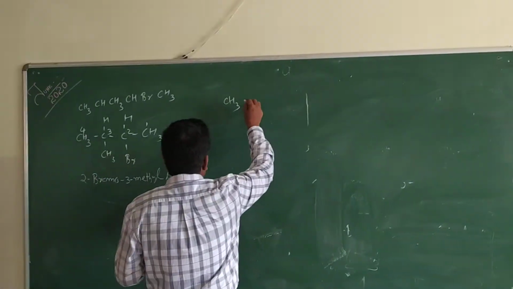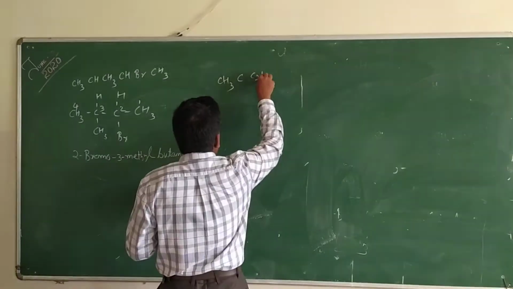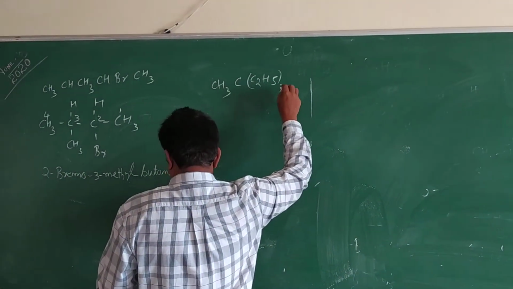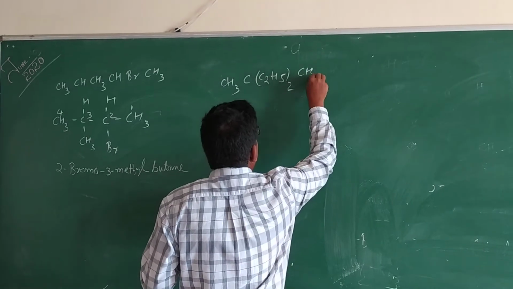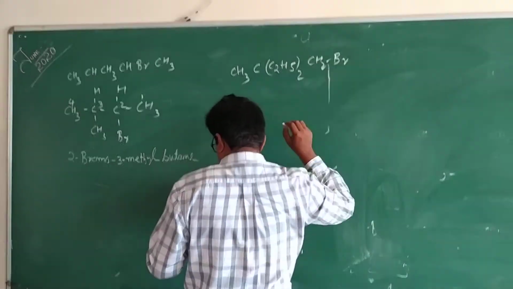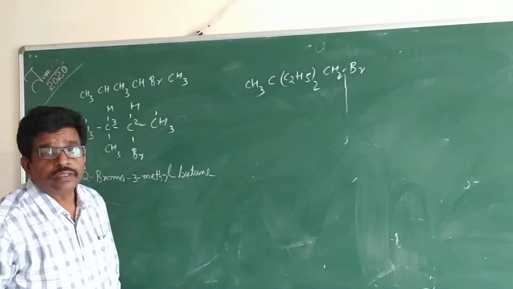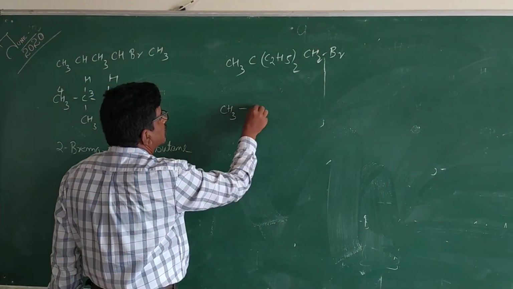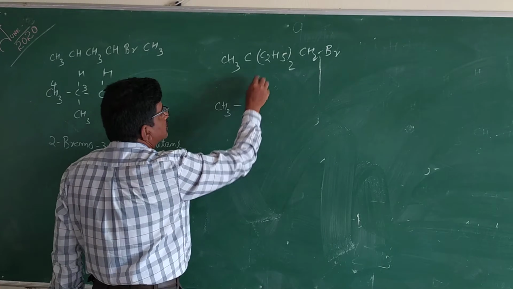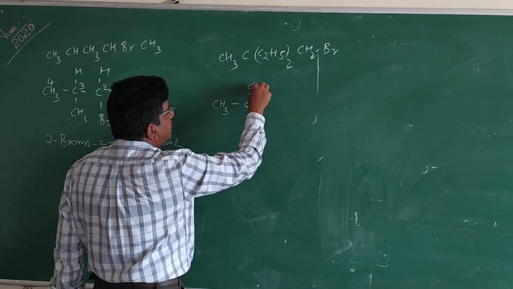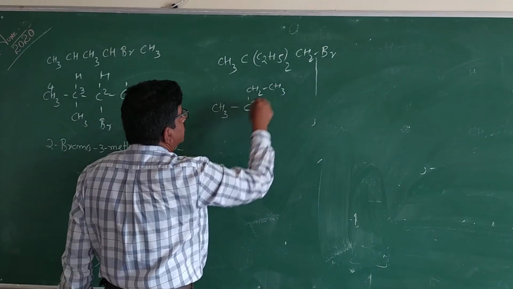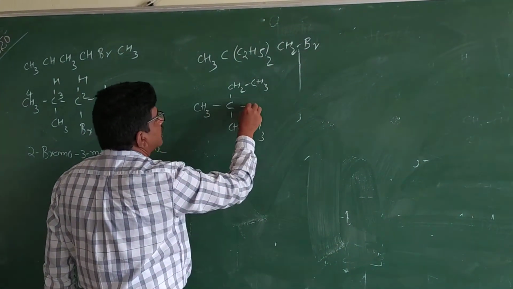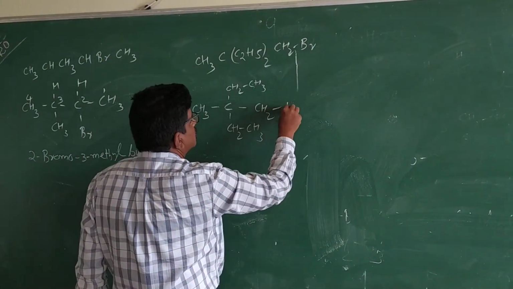CH3, C, C2H5 twice, CH2, Br. First you will write the structure. CH3, with this carbon, 2 C2H5. C2H5 can be written as CH2, CH3, here also CH2, CH3, then CH2, Br.